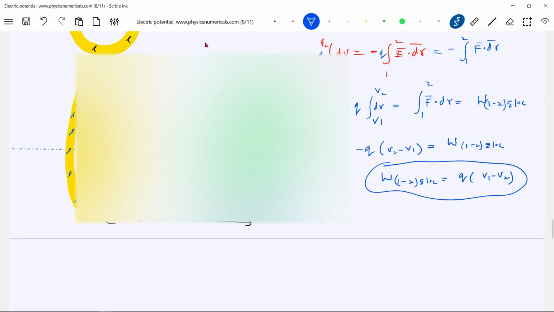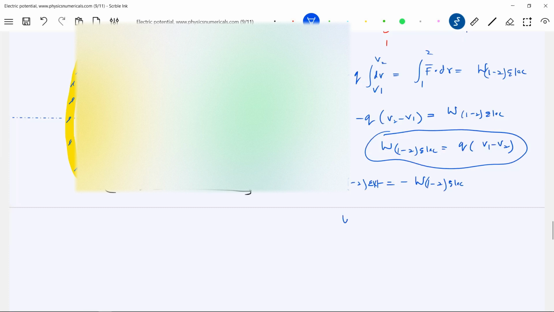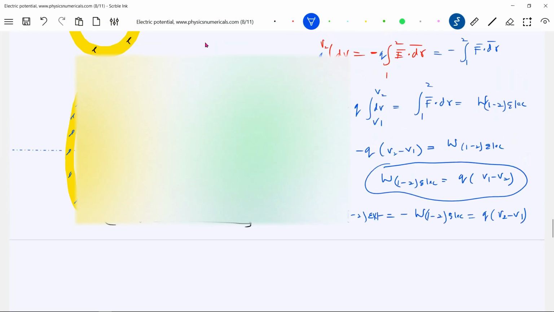Work done by an external agent should be the negative of the work done by the electrostatic force. So therefore, based on this, we can write the work done by the external agent as Q times V2 minus V1. So what is my question? Find the work done by the external agent in moving a charge from 1 to 2.